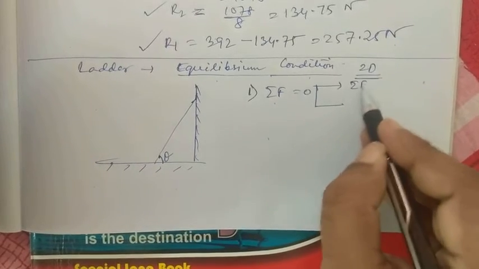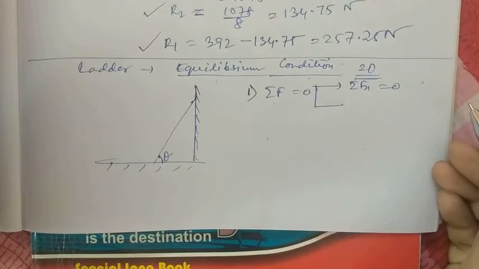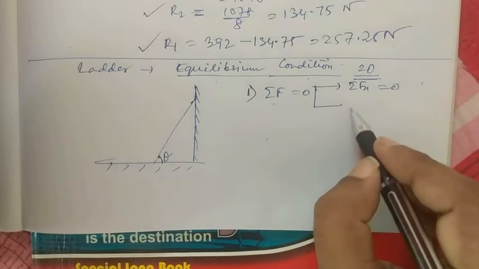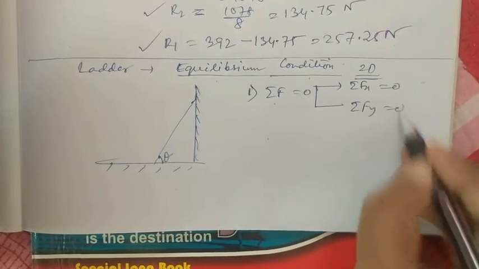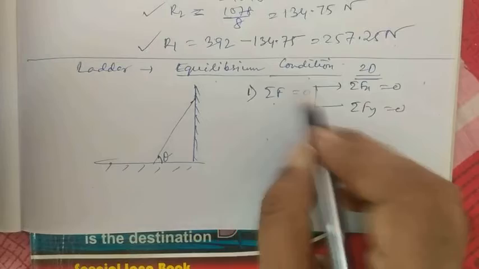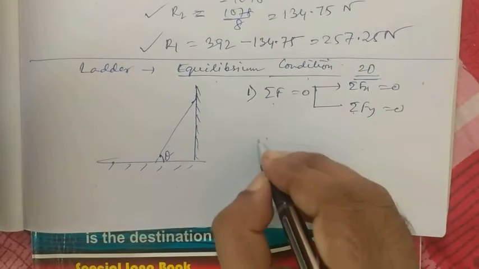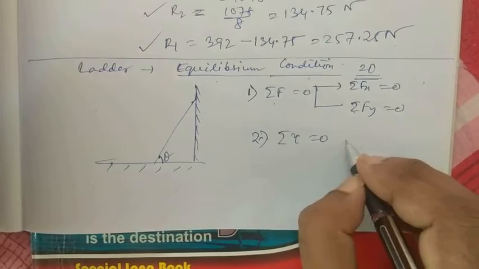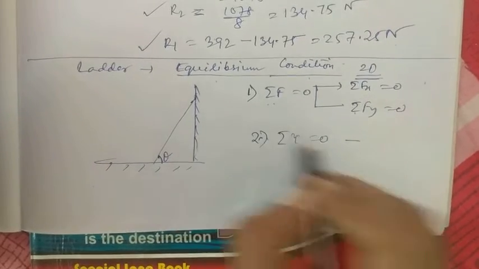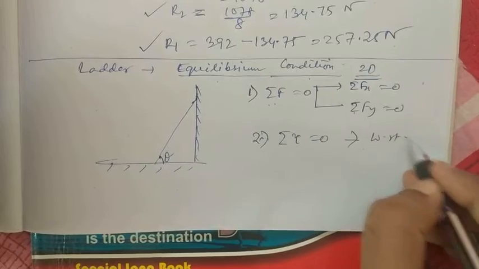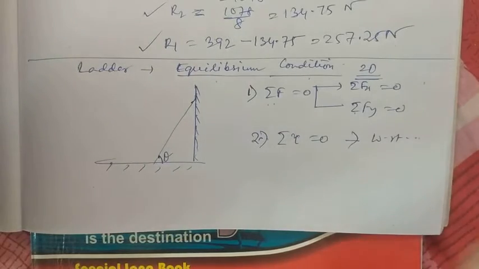One is summation of Fx is equal to 0. That means the sum of the forces along the direction of x will be 0. And another one is summation of force along the y-axis will be 0. So this point has to be split into two points. And the second one will remain the same: summation of tau must be equal to 0. For this one we have to take moments with respect to some point O or point B, point C, something.